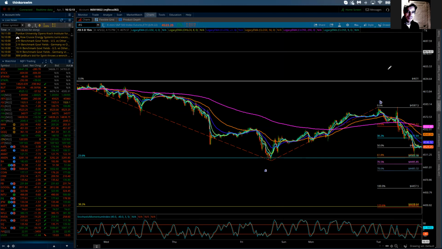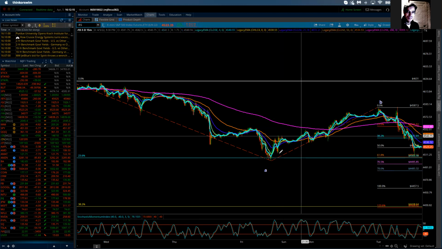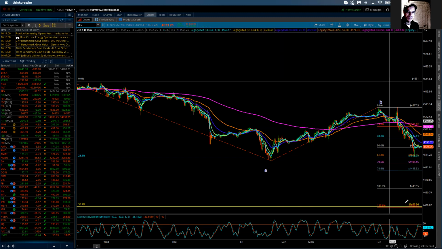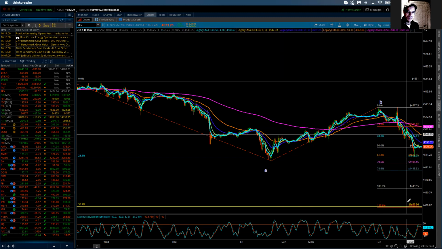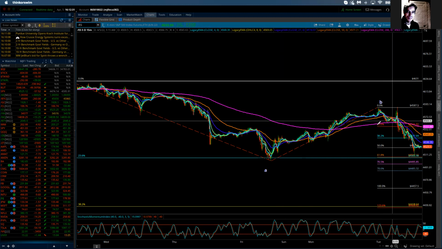Okay, again, so we'd be looking for the completion of the ABC for the minor B wave, which is the internal B wave, excuse me, and then minor wave B of intermediate wave 2. So that finishes that one.